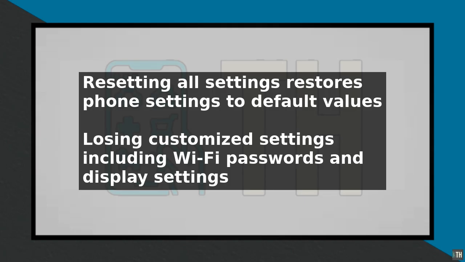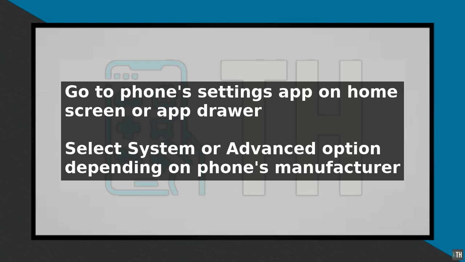First, go to your phone's Settings app, which is usually found on the home screen or in the app drawer. Scroll down and select the option that says System or Advanced, depending on your phone's manufacturer. Next, look for the option that says Reset Options or Backup and Reset, and select it.